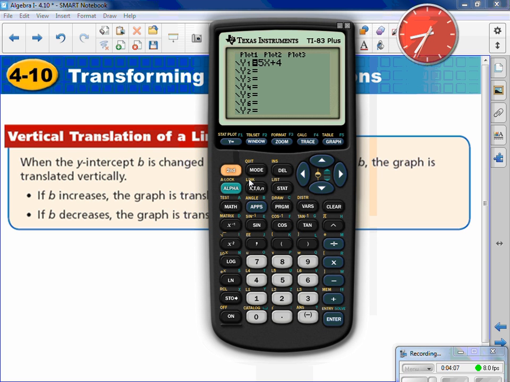How about if I wanted to translate it down? What could I write? 2x minus 2. If I graph that one, and here, I'll go back. If I go to the left here, this is now flashing. If I press enter once, it makes it a thicker line. The thin line's the original one, the thicker line's the translation.